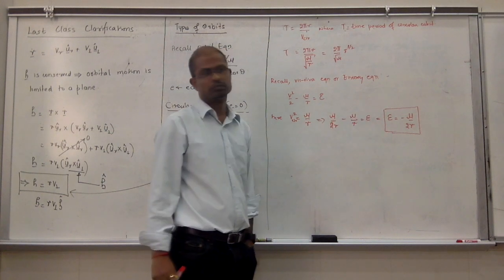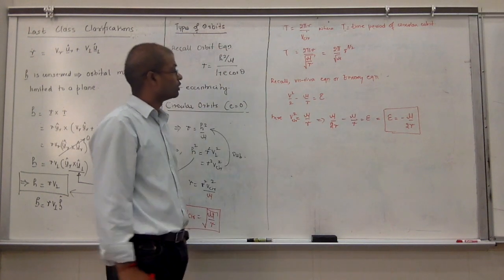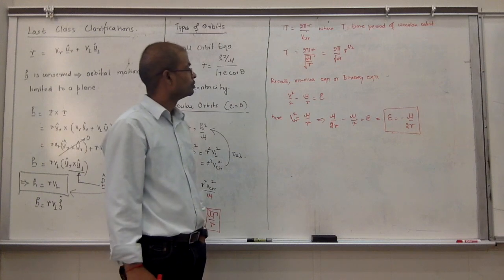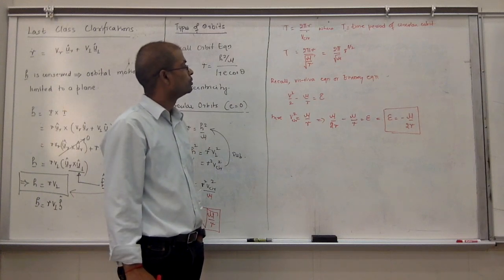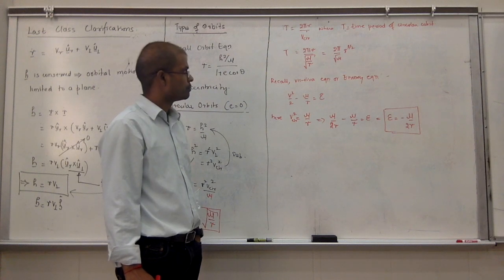But the mu over r part, I'm saying from the T, that didn't change. What your T is equal to. You always had 2 pi over square root of mu. Okay.